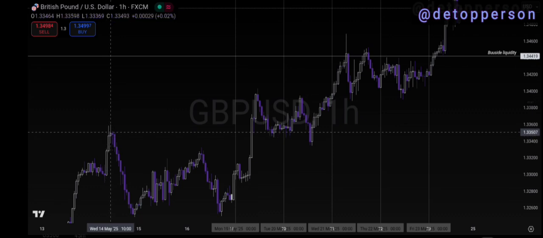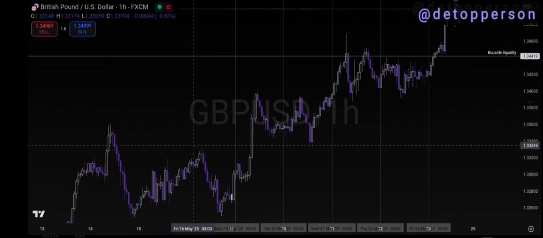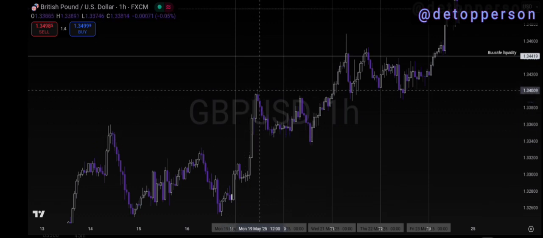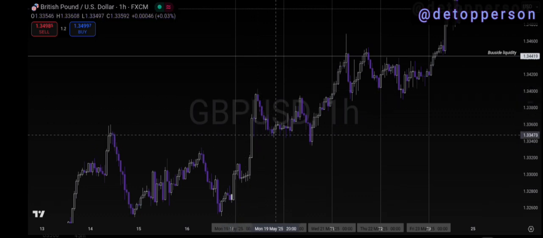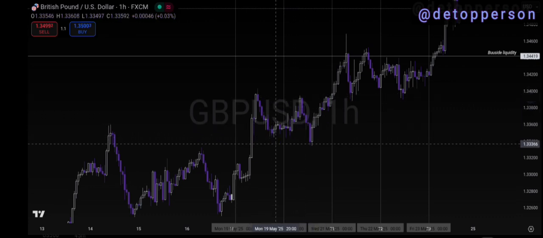This break above gives birth to what? A breaker. So this right here is a breaker in alignment with what? Yeah, a fair value gap. What did the price do? London traded back. You could see our price engineered liquidity, and then there was a sweep.